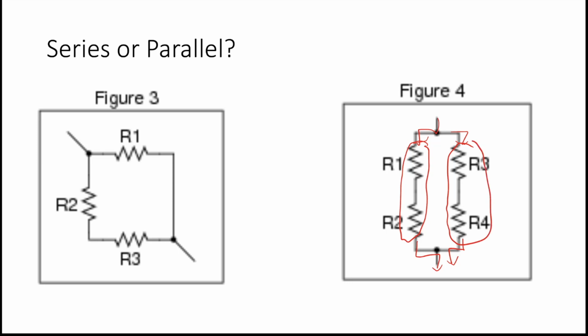So just to recap, resistor 1 and 2 are in series with each other, and the same is true for 3 and 4. They're in series with each other. But if you look at them overall, resistors 1 and 2 are in parallel with resistors 3 and 4.